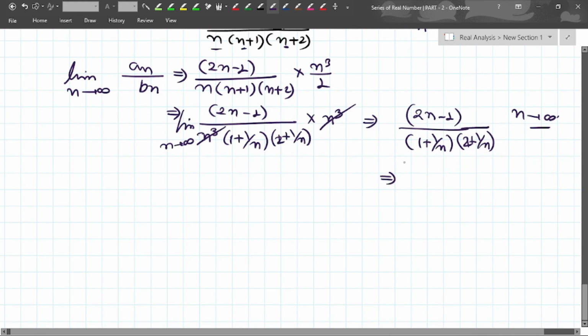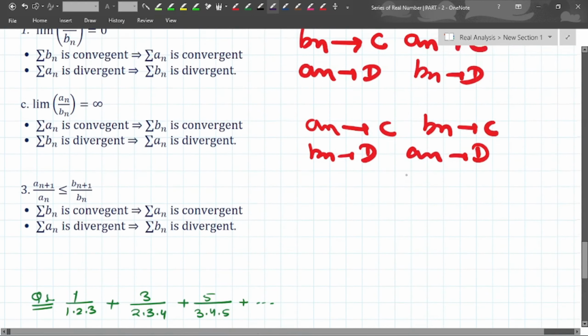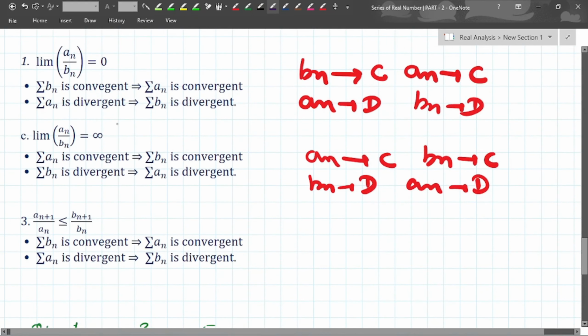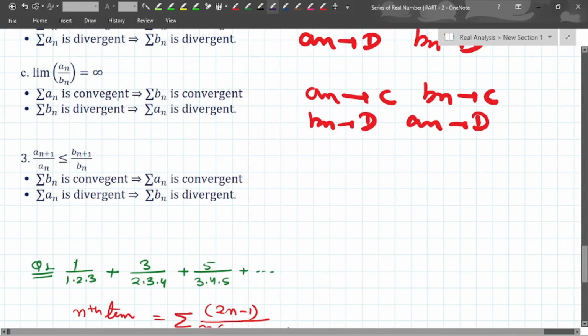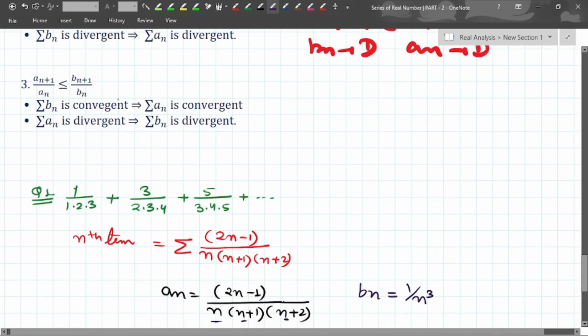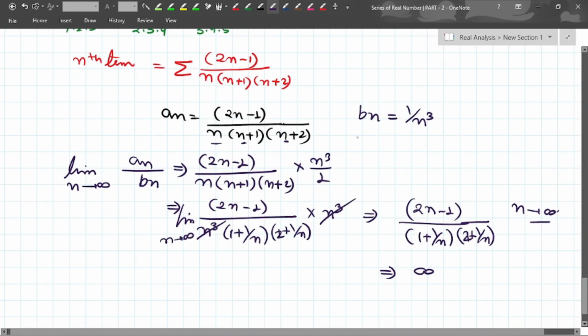It is going to be infinity. So yes, this is going to be infinity. Now come here: an by bn is going to be infinity. So bn is divergent, then an is divergent? See here, my bn is divergent, but from this we can't find any conclusion.